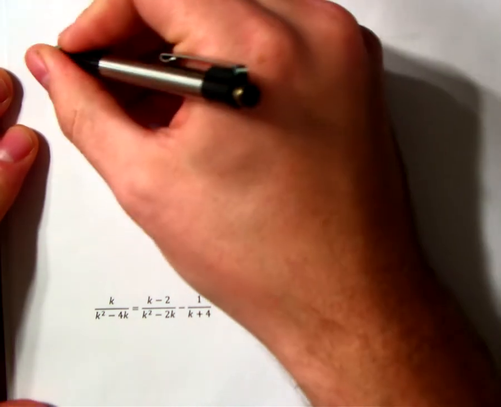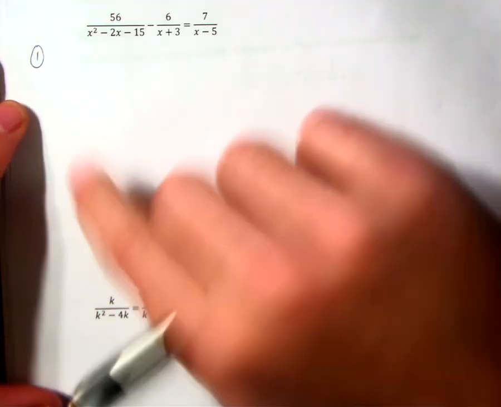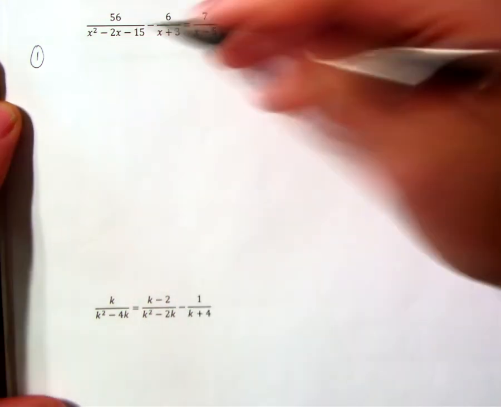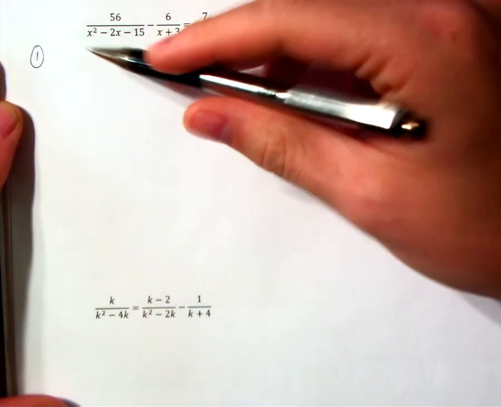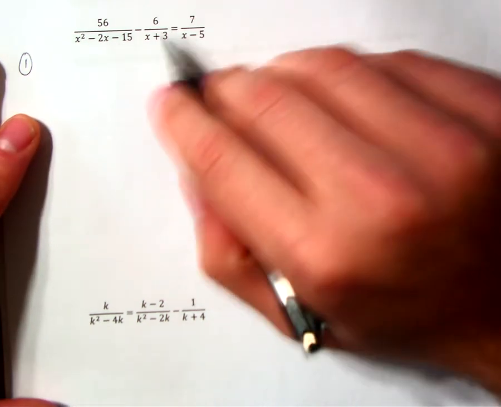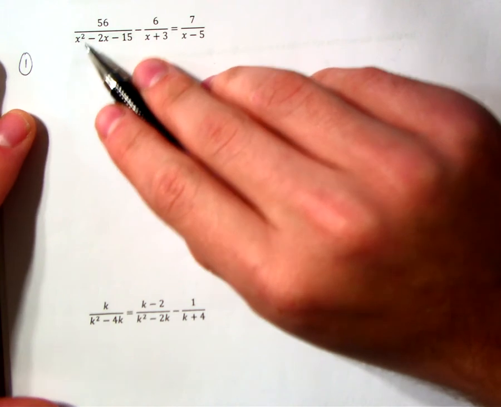Okay, so we've got step one here. Step one is to factor everything. In some of my other problems, there was really nothing to factor. In this problem, though, there is something to factor. If we look at my denominators, two of them are linear. Don't need to factor those. One of them is quadratic. You do need to factor that.